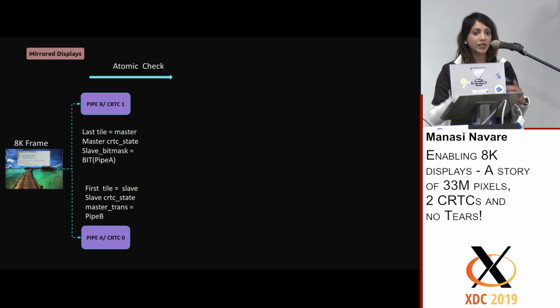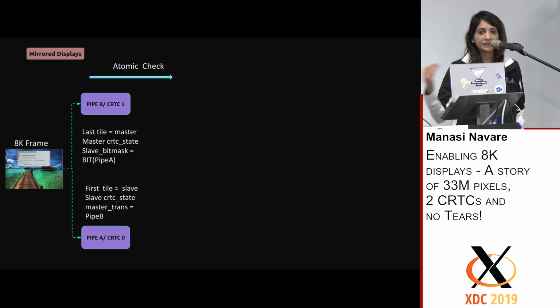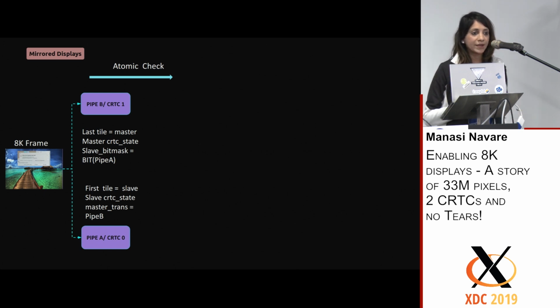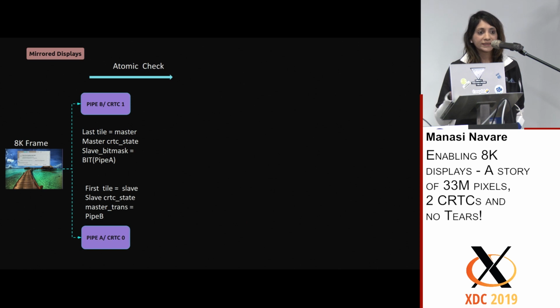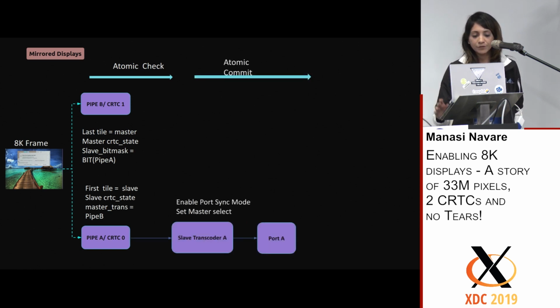So you have to go back and loop through all the connectors, find the slaves, and save the slaves in terms of a bit mask. You do the same thing for the slave because you need to have the association between the master and the slave. The slave needs to know what port is the master in this tiled mode set. So we have new variables in the slave CRTC state where we save the pointer to the master transcoder. And all this information gets used in the atomic commit phase.